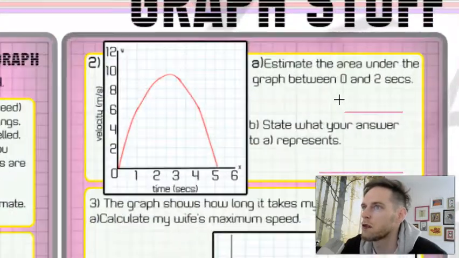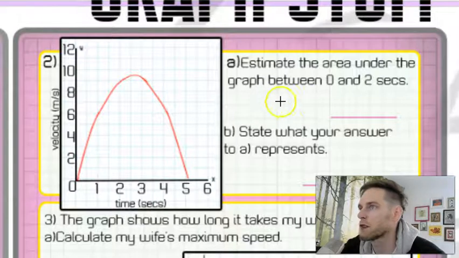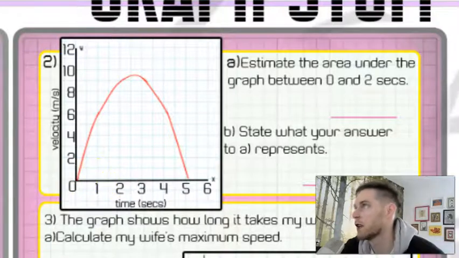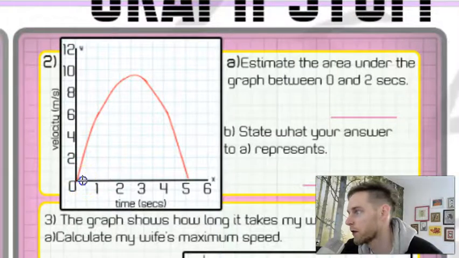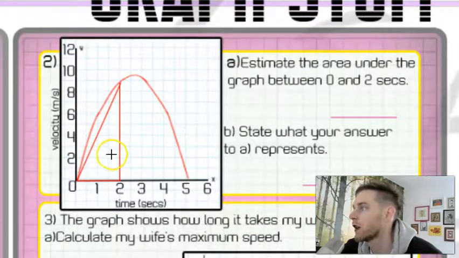All right, so in the second one, we've got to estimate the area under the graph between 0 and 2 seconds. So this one doesn't say anything about the distance. It just says estimate the area underneath the graph between 0 and 2 seconds. Okay, so what we'll do is we will take the tool again, and we'll go between here and here, 0 and 2, and then we'll draw a line up there. Now I would probably just draw a triangle there. I think that's probably good enough.